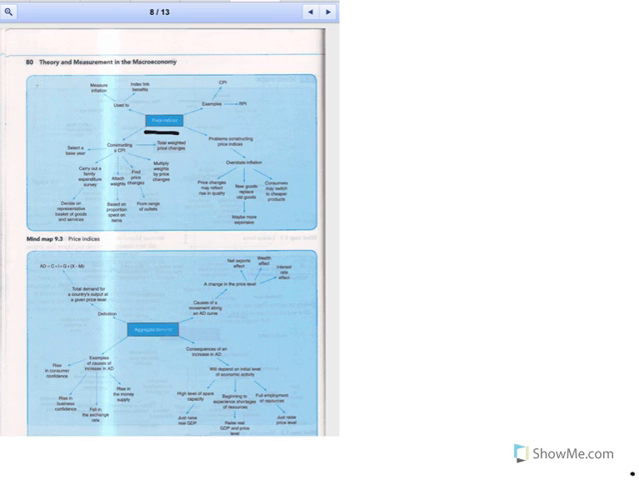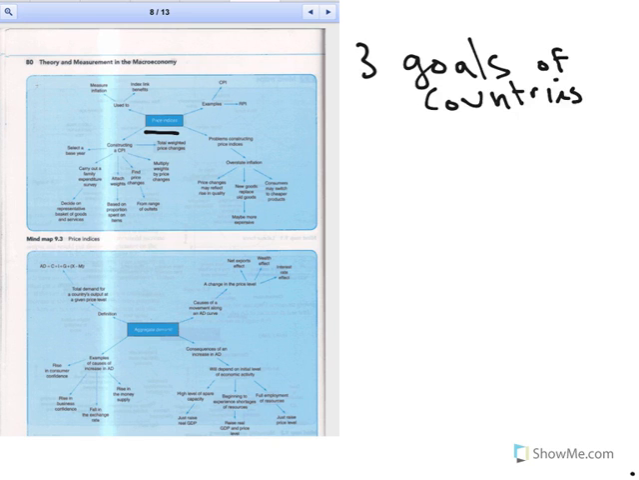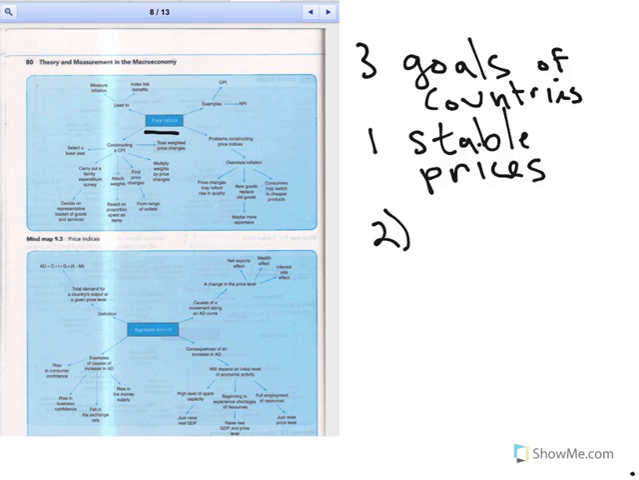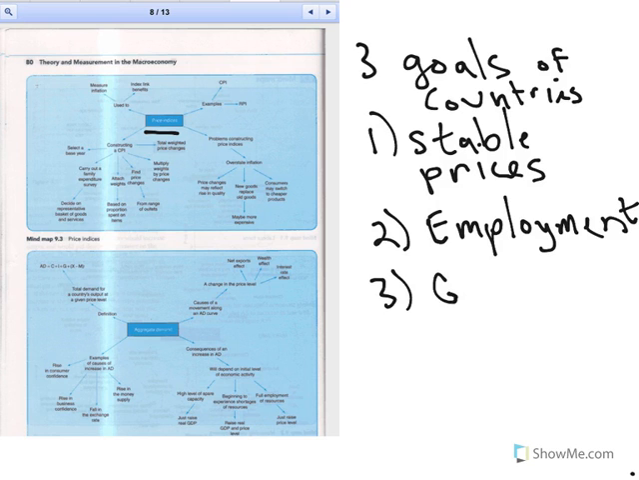There are three goals that I need you to know that governments want. Three main goals of countries. Goal number one, stable prices. Goal number two, low unemployment. They want people working and producing in a society. And goal number three, growth, GDP growth. These are the main three goals of a country.